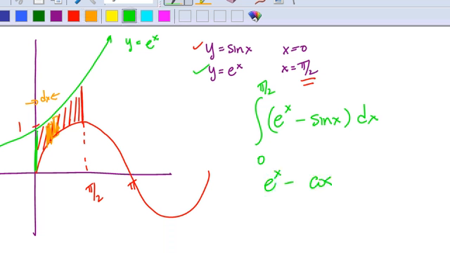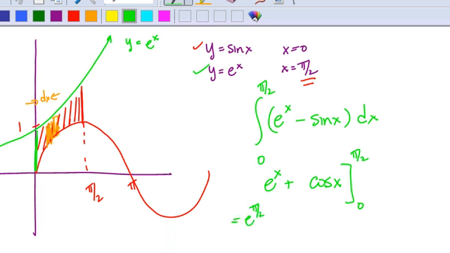So let's do the integrals, and the integral of e to the x is just e to the x. It's a great one. The integral of sine is negative cos x, and I need to make this a positive if I want to get a negative sine x out, and I'm going to integrate that between 0 and pi over 2.